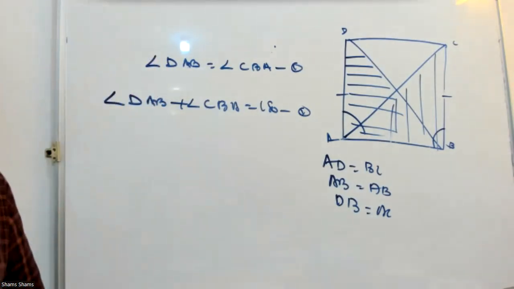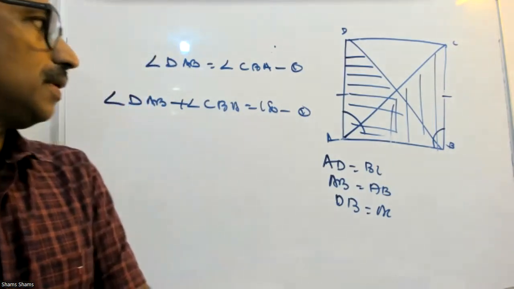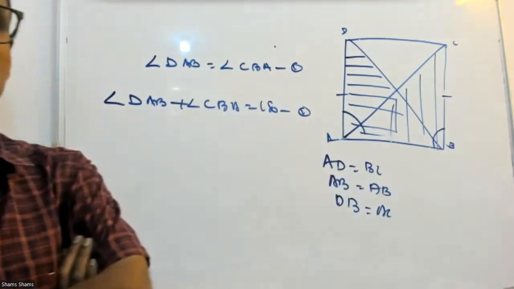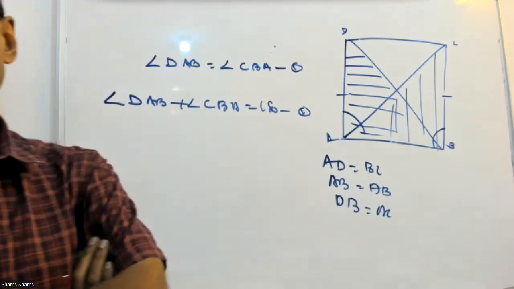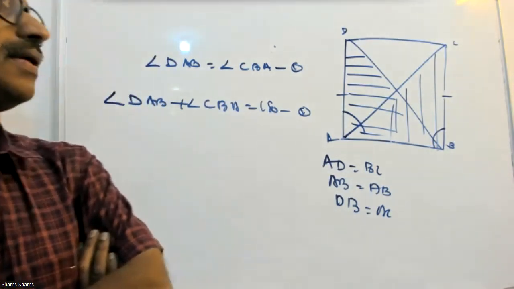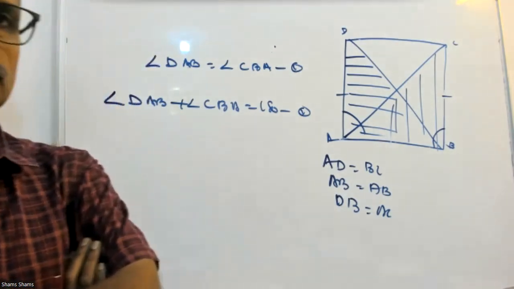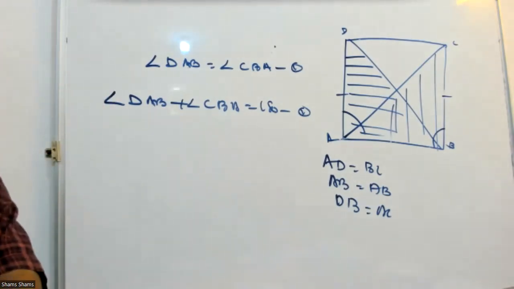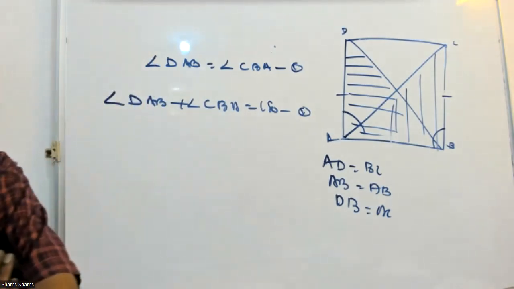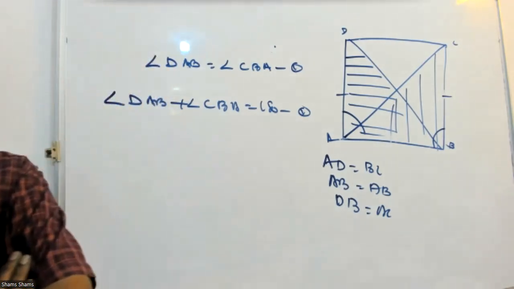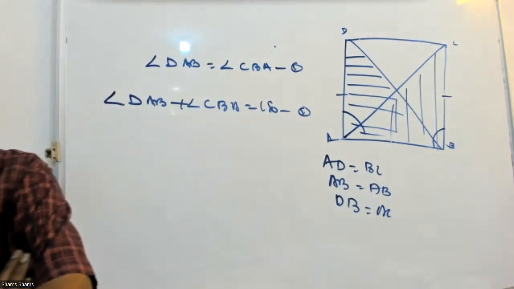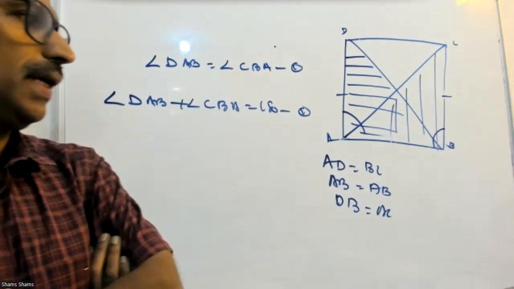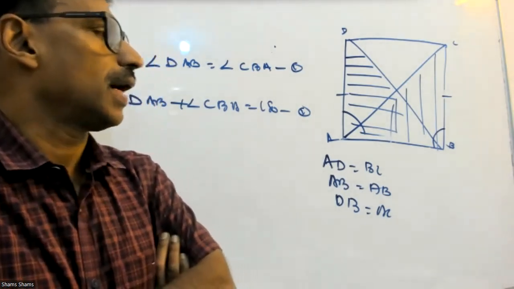Hence, angle DAB equal to angle CBA, number one, CPCT. Then, since AD is parallel to BC, angle DAB plus angle CBA equals 180 degrees, number two, consecutive interior angles or co-interior angles. From 1 and 2 we get angle DAB equal to angle CBA equal to 90 degrees.